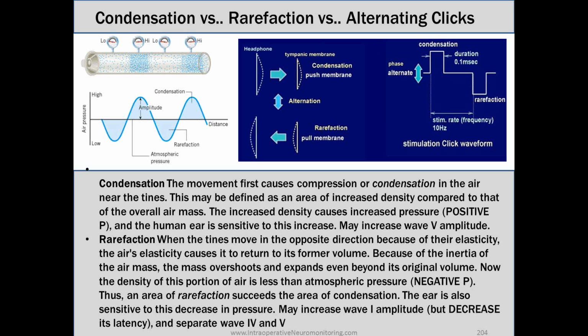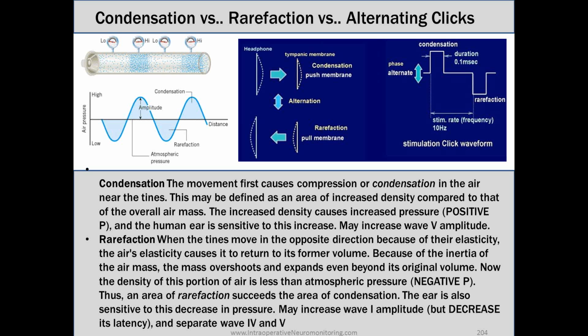So first, condensation. The movement first causes compression or condensation in the air near the tines. This may be defined as an area of increased density compared to the overall air mass. The increased density increases pressure, or has a positive pressure, and the human ear is sensitive to this increase. One reason why you may elect to use condensation is it may increase the wave 5 amplitude. If we look at the upper left, in the blue box there, we have the headphone and the tympanic membrane. Condensation pushes that membrane inward.